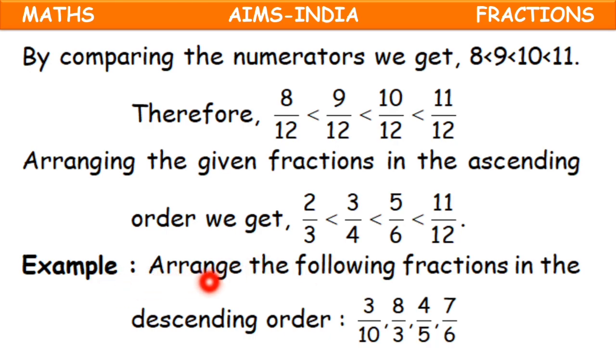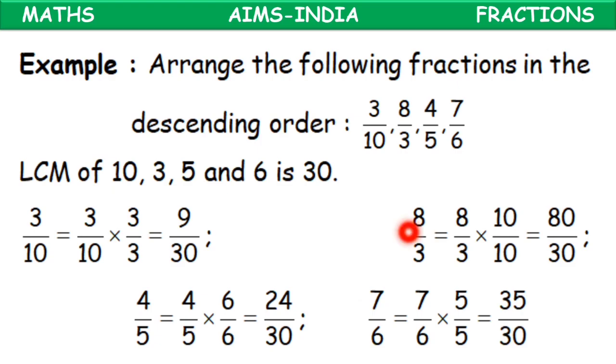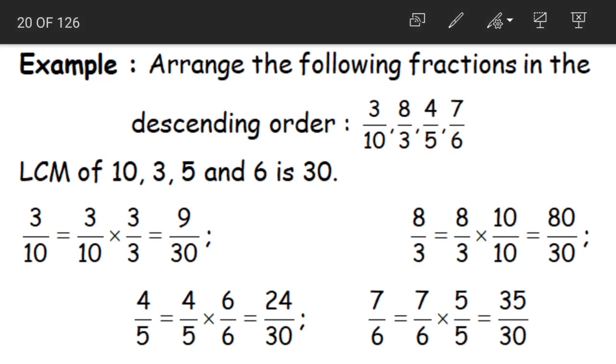Now here we have another example, that is, arrange the following fractions in the descending order, children. Now what is descending order? It is arranging them from highest to the lowest. Now what are the fractions that we have? 3 by 10, 8 by 3, 4 by 5 and 7 by 6. The denominators are 10, 3, 5, 6.